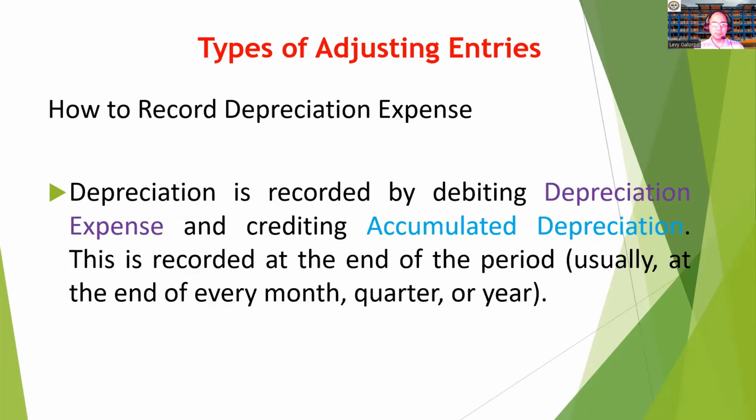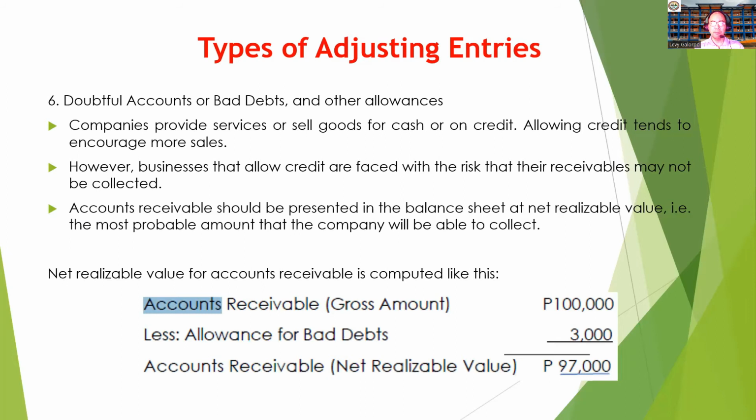How to record depreciation expense? Depreciation is recorded by debiting depreciation expense and crediting accumulated depreciation. This is recorded at the end of the period, usually at the end of every month, quarter, or year. Number 6, we have doubtful accounts or bad debts and other allowances. Companies provide services or sell goods for cash or on credit. Allowing credit tends to encourage more sales.